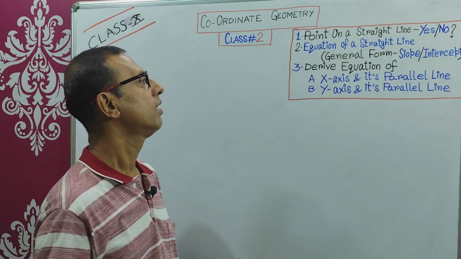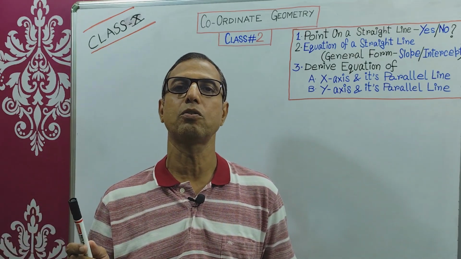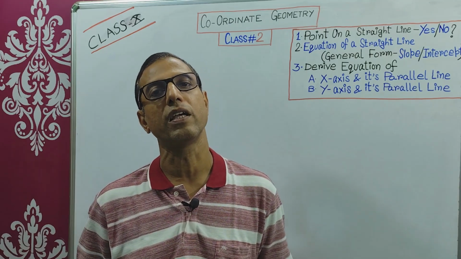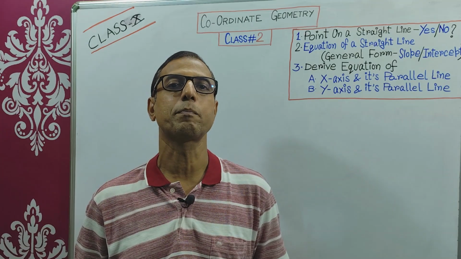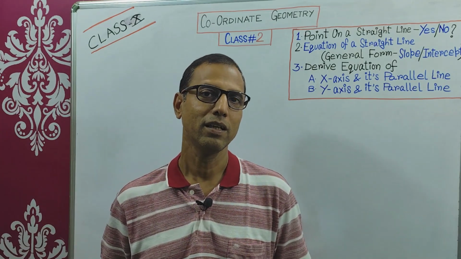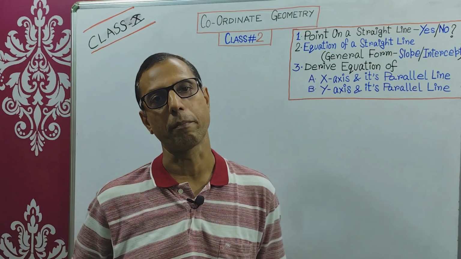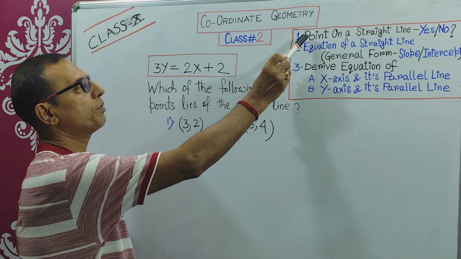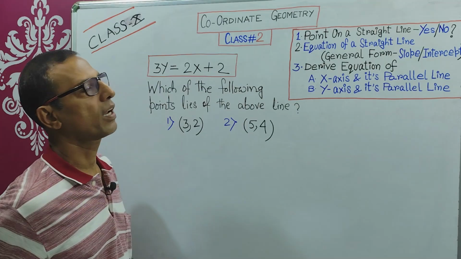The third one is to derive the equation of the x-axis and of a line parallel to the x-axis, and also derive the equation of the y-axis as well as any line that is parallel to the y-axis, right? So these are the things I am going to cover along with a few examples also. Okay, so let's start with topic number one: point on a straight line, yes or no.